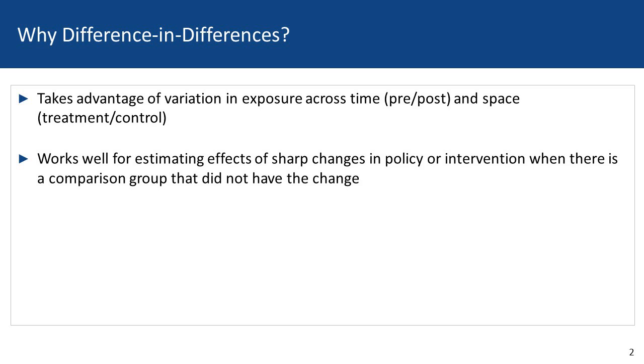So for example, states that did not adopt a policy or clinics that did not implement an intervention. And this method works well for when there are sharp points of change in policy or intervention, and when there is data on a comparison group that did not receive the treatment of interest.